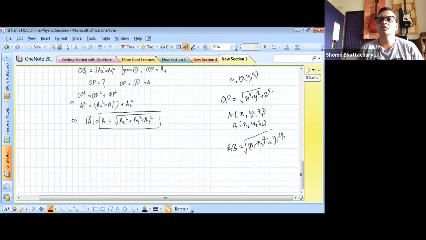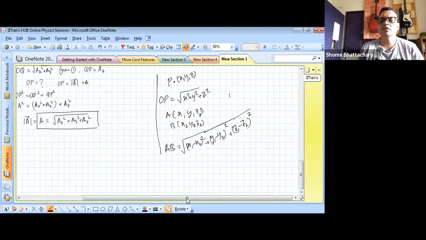But this is now coordinate geometry. This is not of concern to us right now. We are concerned with the component algebra of vectors. All right. So let's just do a couple of examples to understand this.